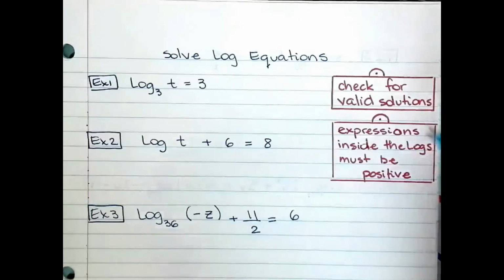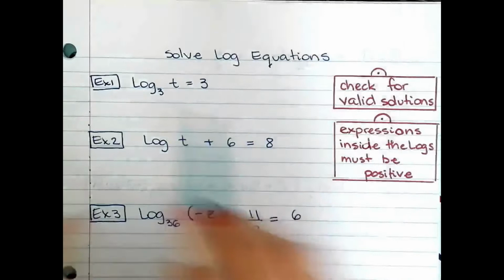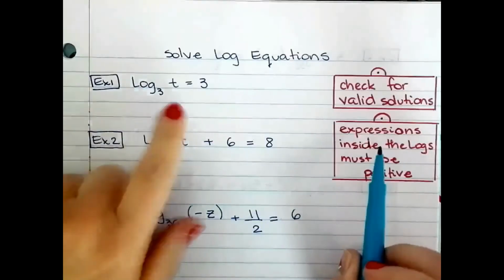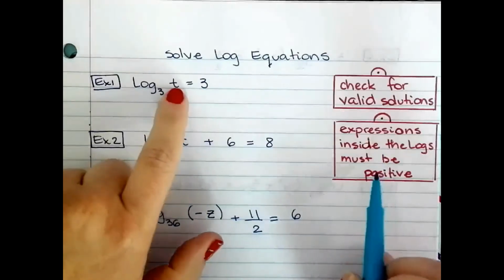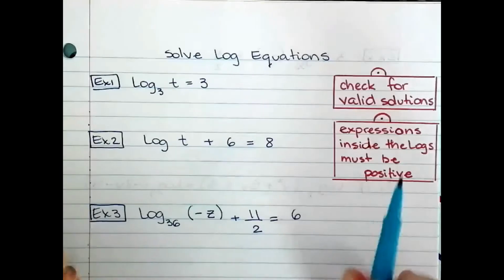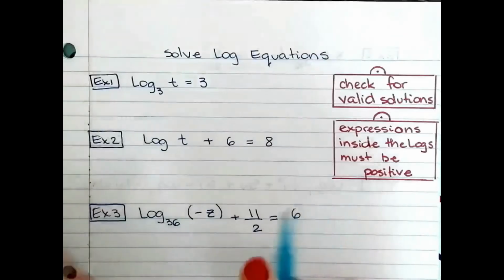What does that mean? After you get the answer, you need to go back and plug it in the original equation and see if the expression inside the log, or the argument, is positive. If it's positive, you're good to go. If it's not positive, that can't be it.